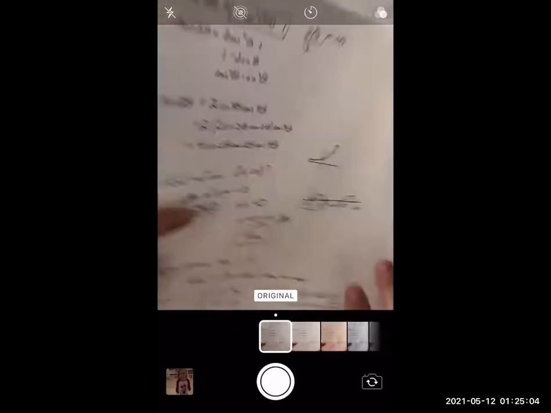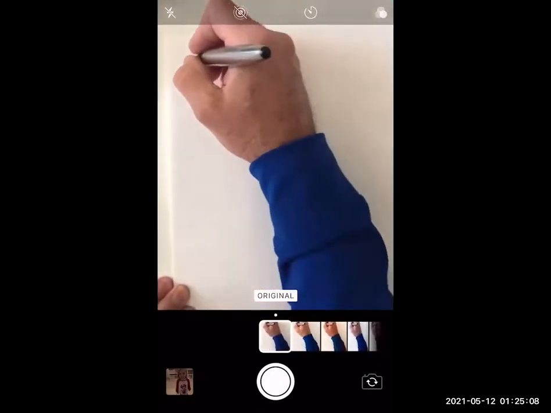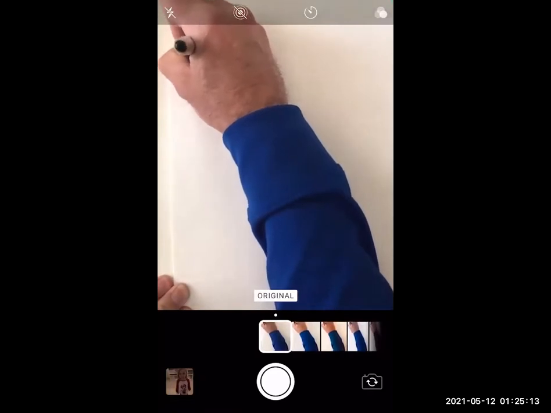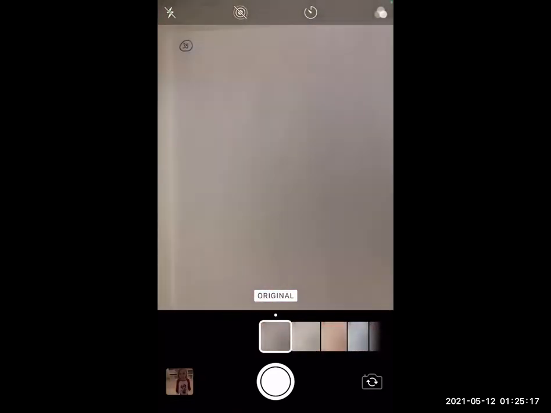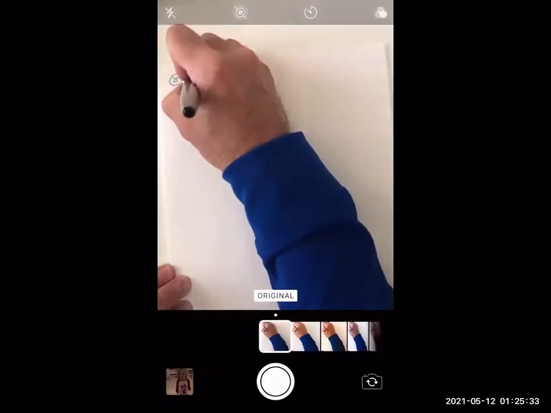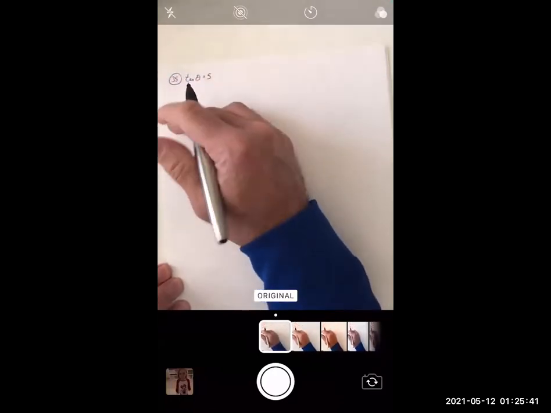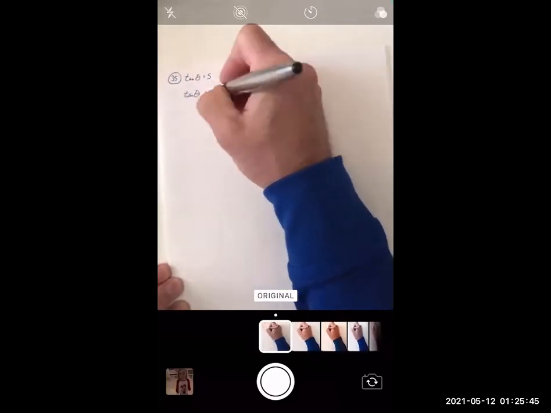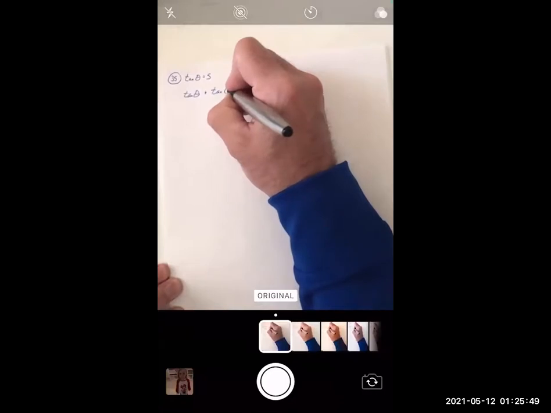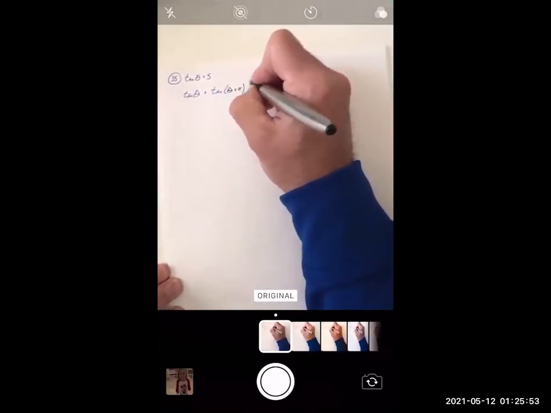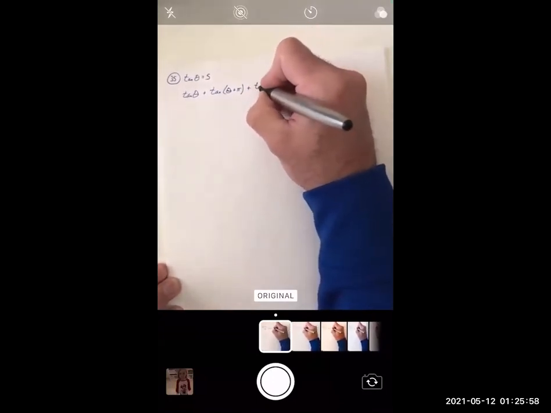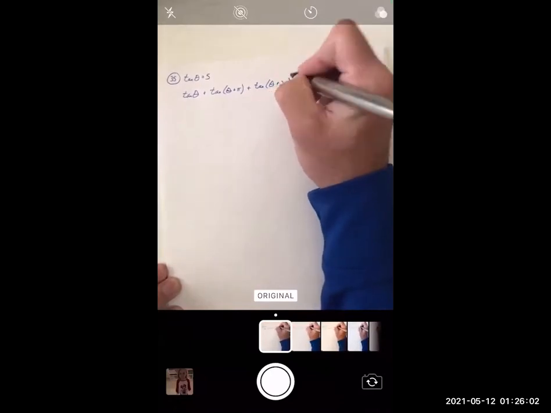Okay, let's do this one. I think it was 35. And it dealt with tangent. So if tangent of theta is equal to 5, then what is tangent of theta plus tangent of theta plus pi plus tangent of theta plus 2 pi?